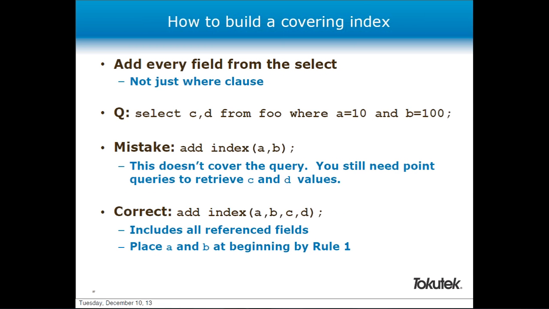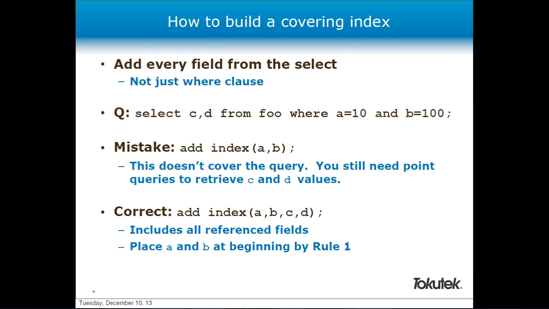Well, what you need to do is add every field from the select, not just the where clause. So if I have a query of select C comma D from foo where A is equal to 10 and B is equal to 100, a mistake a lot of people make is they really just follow the first rule that I talked about. They just focus on the where clause, optimize for that, and then they're done. But that's not enough. If you just follow the first rule, you'll be like, oh, let me add an index on A comma B, and you just go on your way.